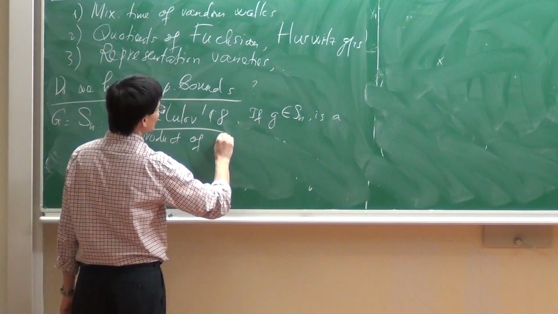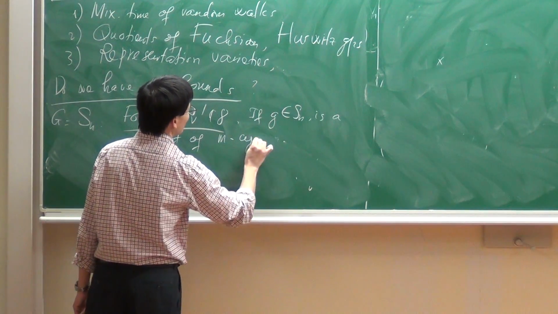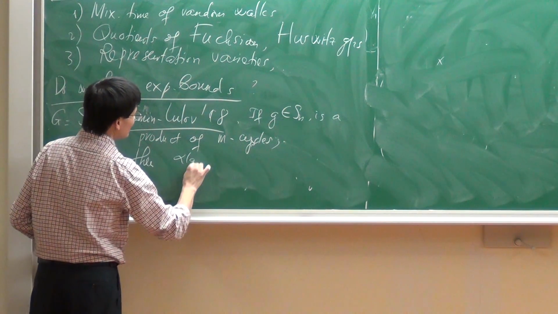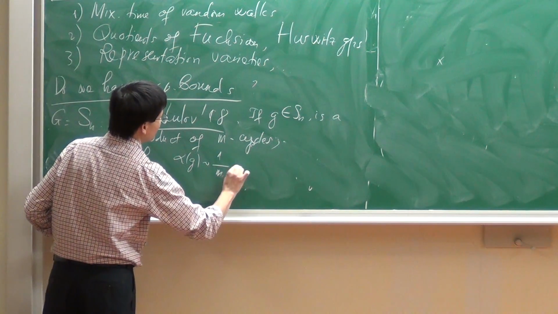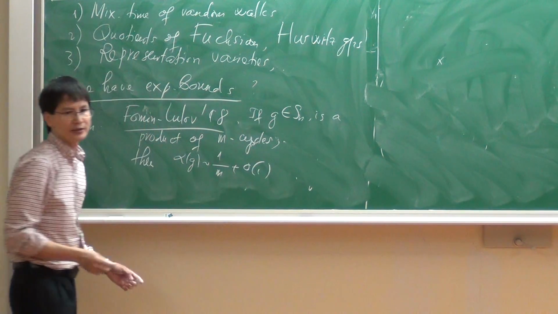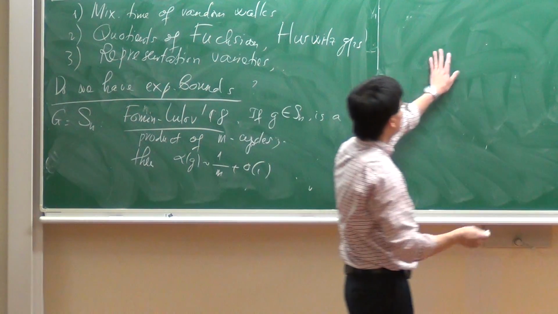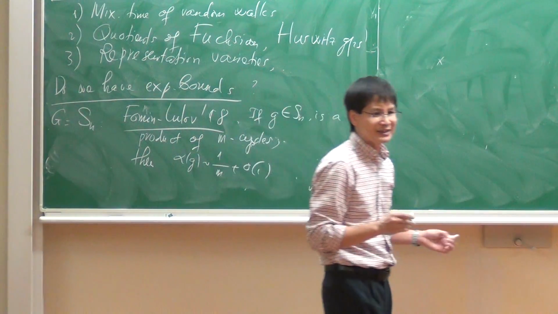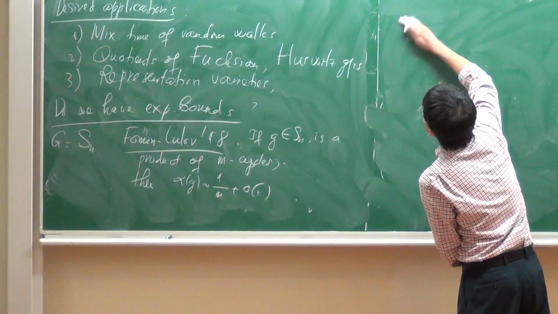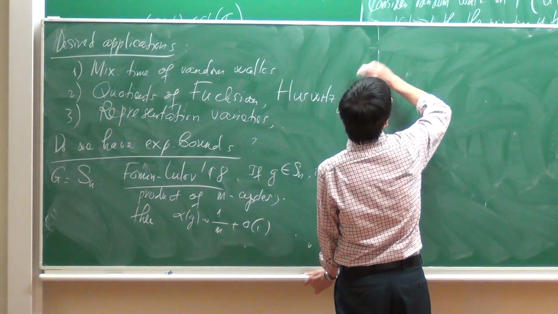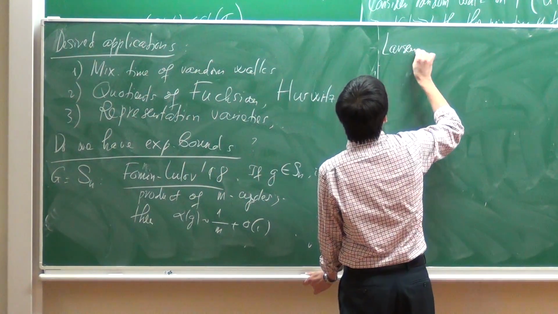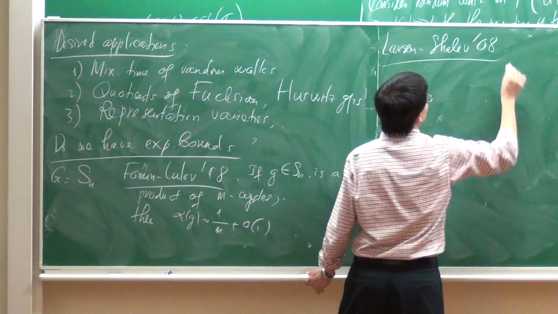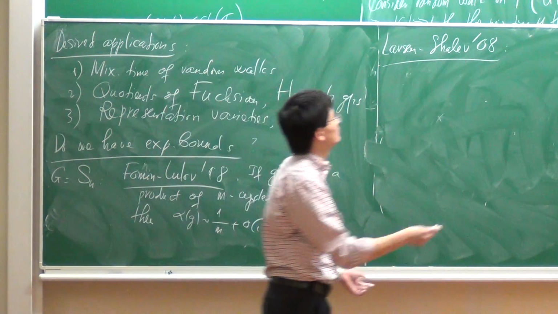so meaning it is a product of n-cycles only, then you take alpha G to be something like 1 over n. But I have to say that this result is asymptotic, meaning it's only true when your n is large enough. And 10 years later, Michael Larsen and Aner Shalev proved it for any permutation.